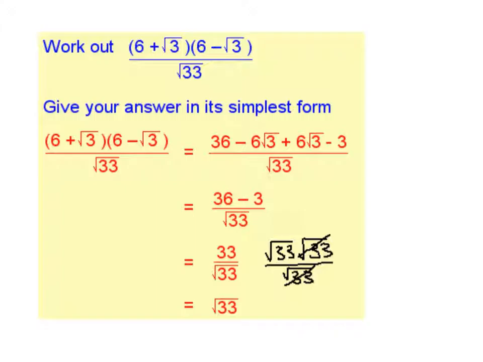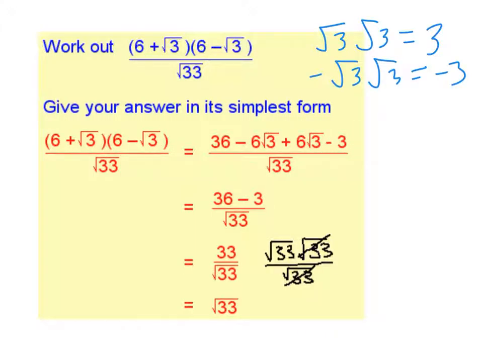So we just stick them together. Root 3 multiplied by 6 gives me 6 root 3. Again, we just stick them together. And then root 3 multiplied by minus root 3 is going to give me minus 3. So just like if we had root 3 multiplied by root 3, it will give us 3. Minus root 3 multiplied by root 3 will give us minus 3. So that's where that minus 3 comes from there.